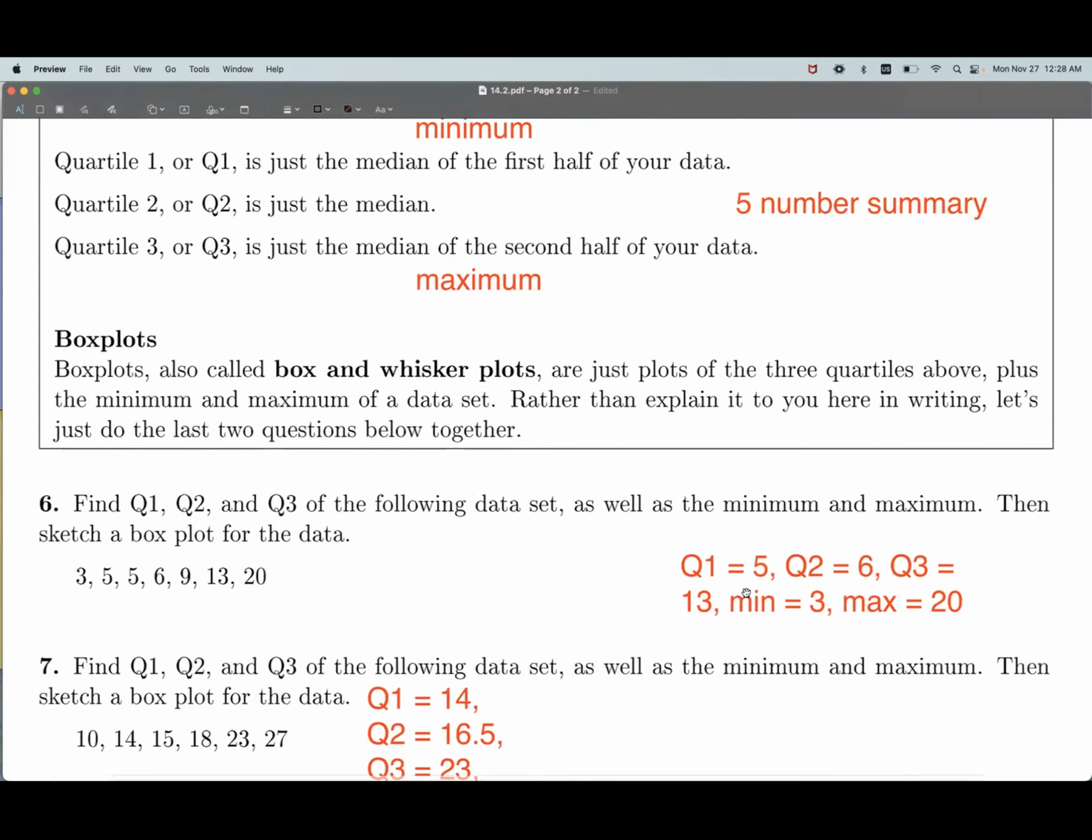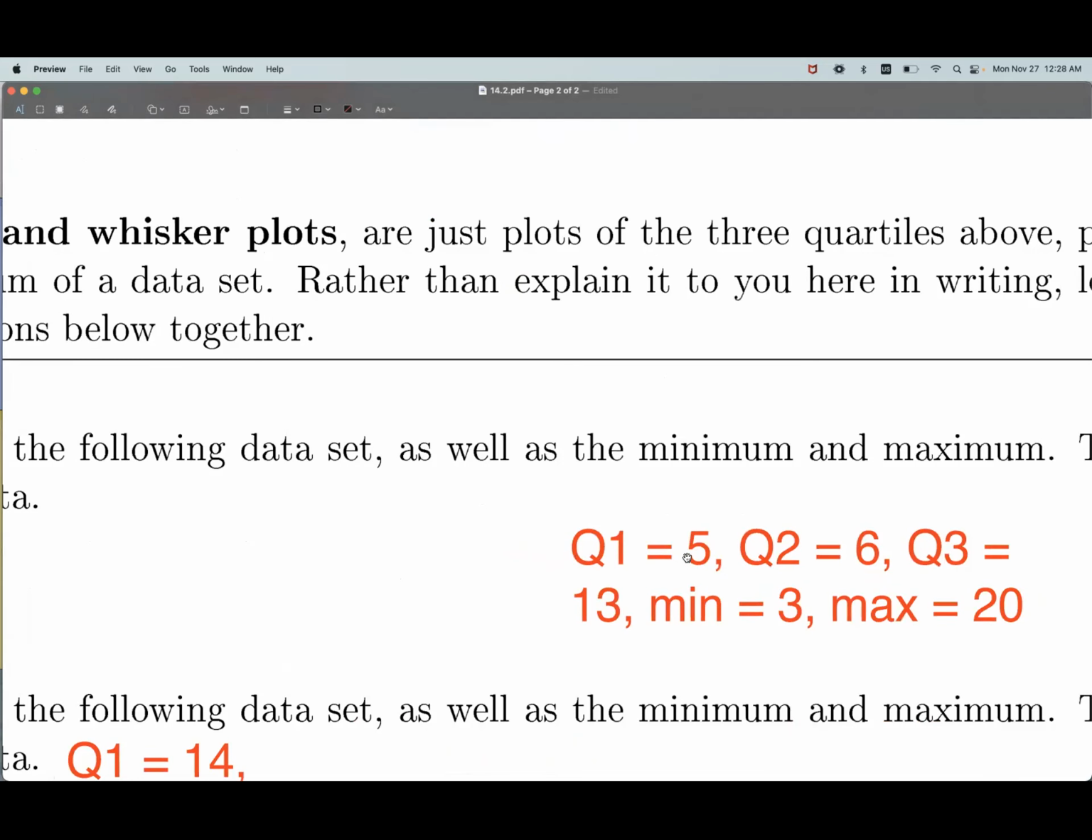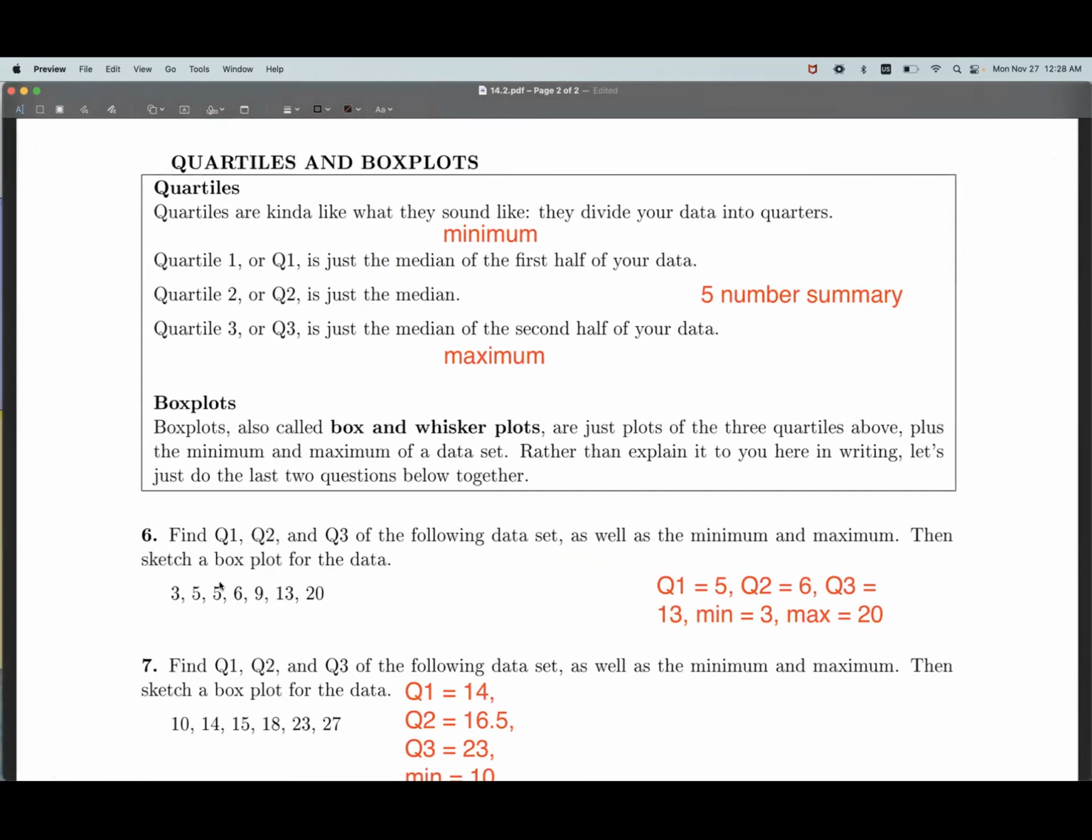So here I have the same thing. Q1 is 5, that's the first quartile. Q2 is 6, and Q3 was 13. The minimum is 3, that's the smallest number. The maximum is 20, that's the biggest number.